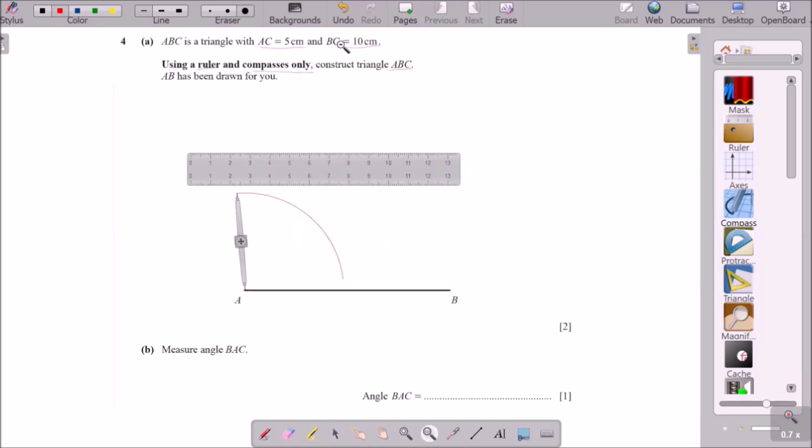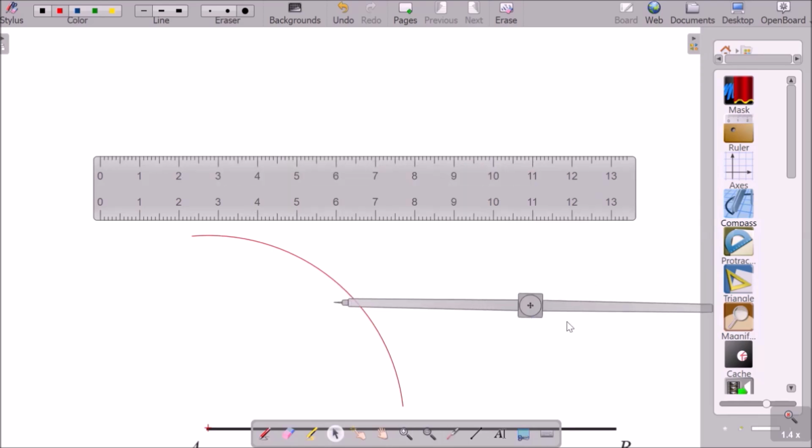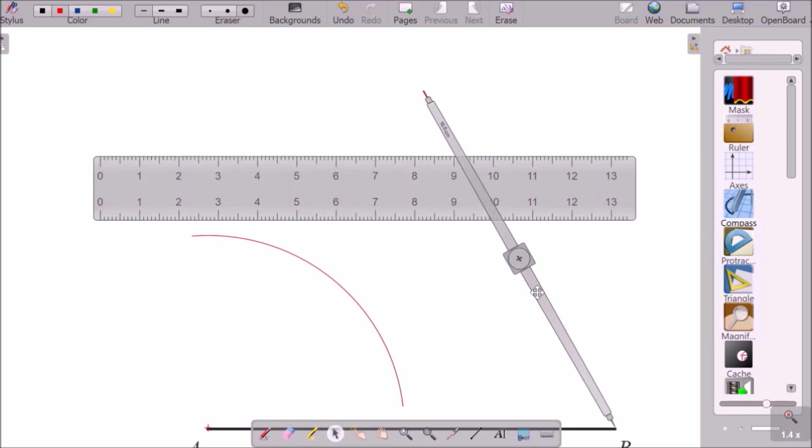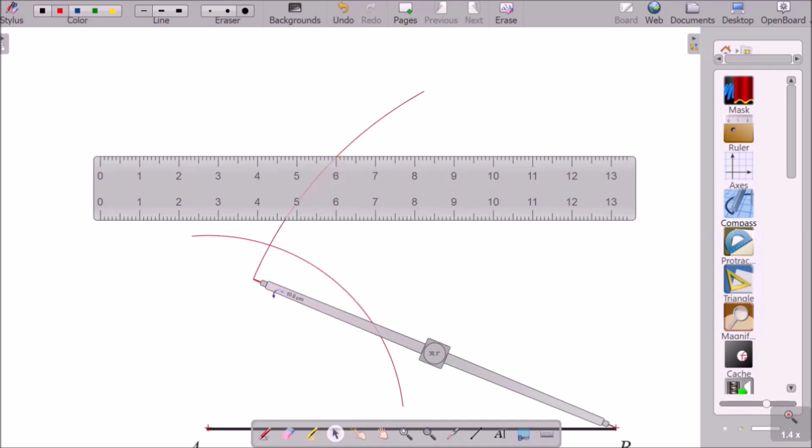Then we are told BC is 10. So again, we take our compass, the needle point at 0, then the pencil point at 10. Then we take our compass, we put the needle point right at the end of our line B there. Then we draw an arc that is 10 centimeters from B.